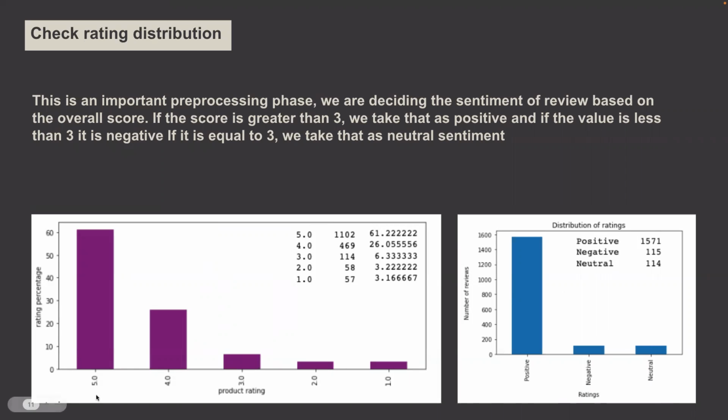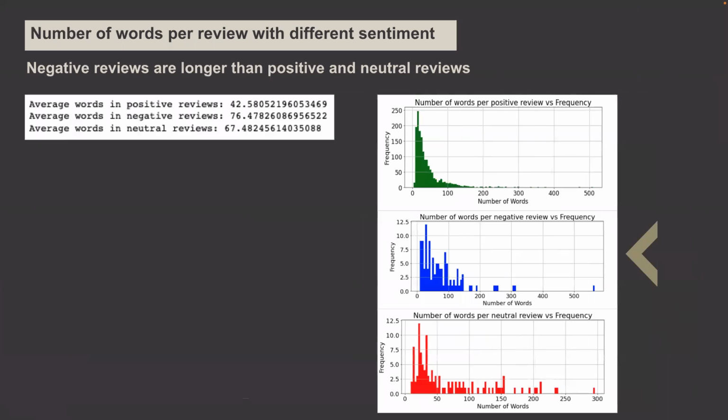As I can see, for ratings, 87% are positive reviews, and only 6% are negative, and 6% are neutral. Going to the next, also look at the average words in different sentiments. You can see on the left side, the negative reviews are longer than positive and neutral. The average word count is 76.48.